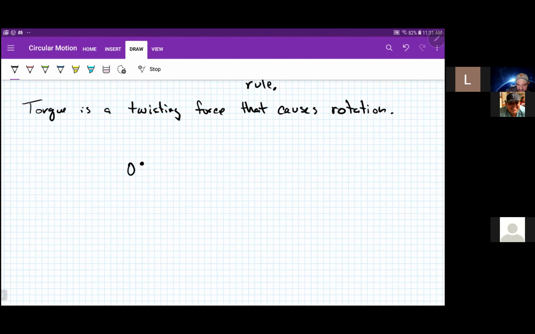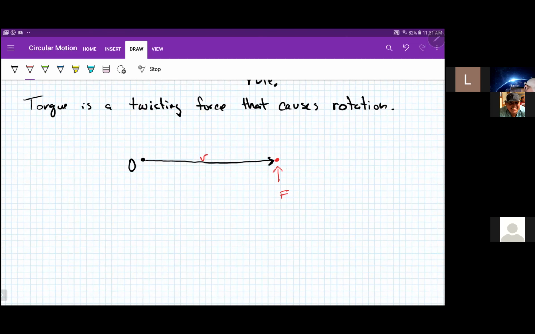All right, so let's simplify this idea a little bit. Let's say that's our origin. That's the center of rotation, that O. And we're applying a force right over here, F. So this is R, my lever arm. I'm going to extend this out in the direction of the force and the position. And we're going to look at my equation.